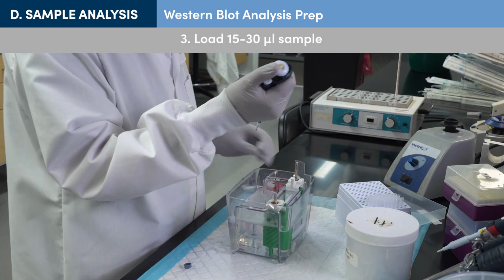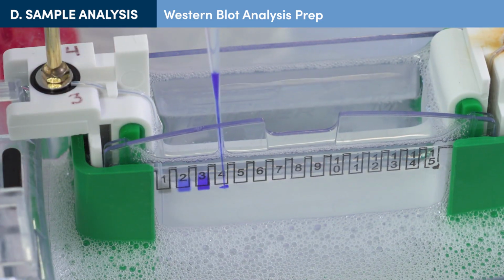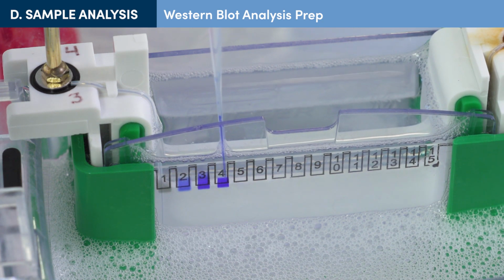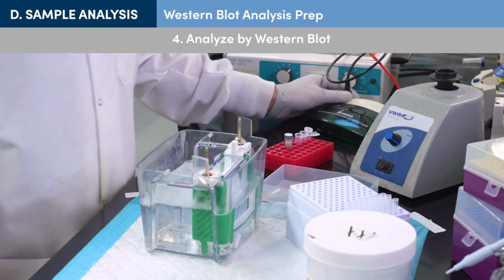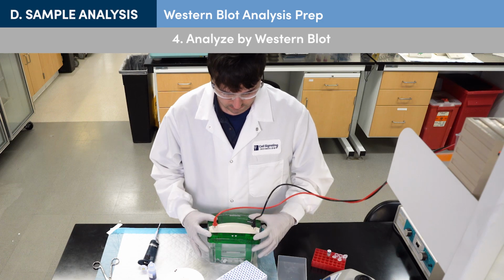Load 15 to 30 microliters of the IP-enriched sample onto an SDS-PAGE gel. Also, load lanes for molecular weight marker, input sample, and the unbound fraction sample saved from section C, if desired. Please refer to the Western blot protocol and companion video for a full guide to Western blot analysis.